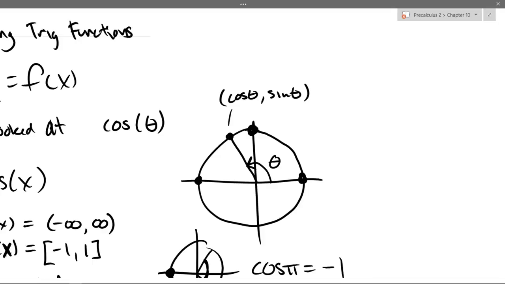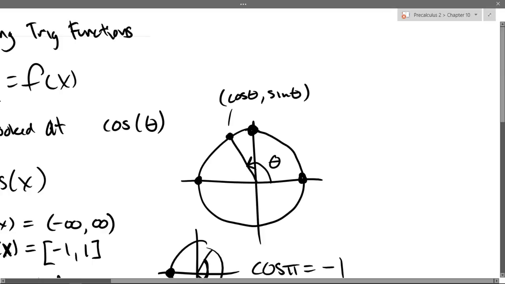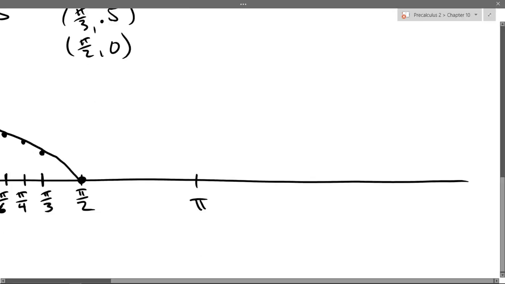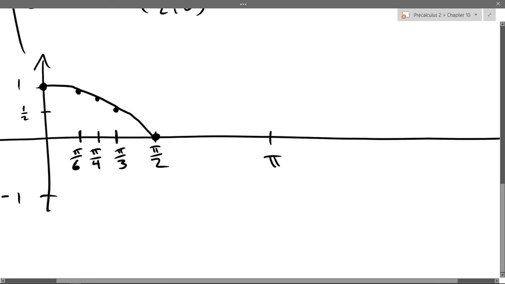What happens to cosine as I move it from quadrant 1 into quadrant 2? So what happens to all the x values on this part of the unit circle? They go from all being positive to all being negative. And they go from 0 down to negative 1. So the output for cosine starts at 0 at the top, and the output goes to negative 1 at the end. So on our graph, we're going to start at 0, and we're going to end at negative 1. So there's our start and end point right there.